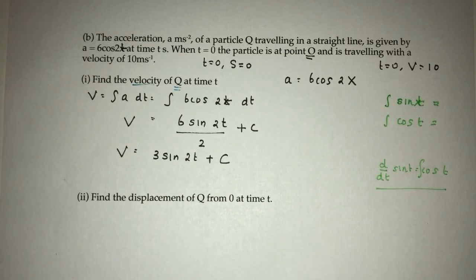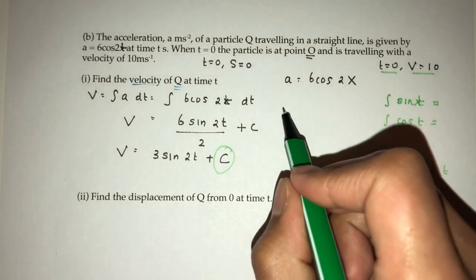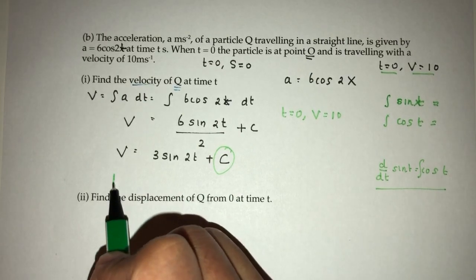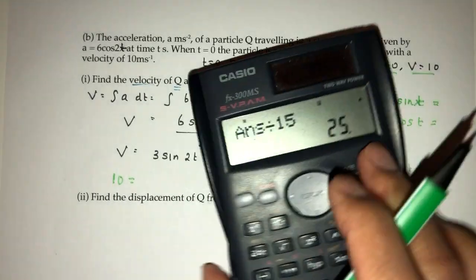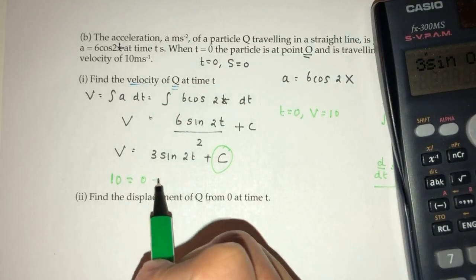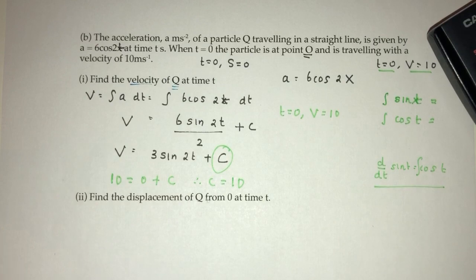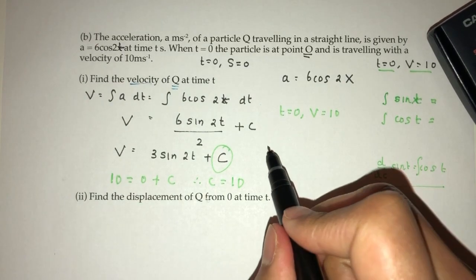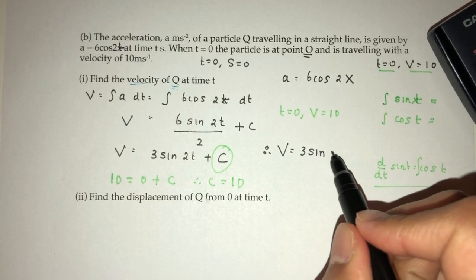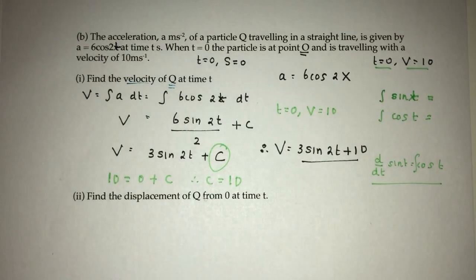Now you want to find the value of c because we know this information. When time equal to 0, v is 10. So we have 10 here. When time equal to 0, 3 sine of 0 is 0 plus c. So c equal to 10. So finally, we know that v is equal to 3 sine 2t plus 10. Okay, that is your value of v.